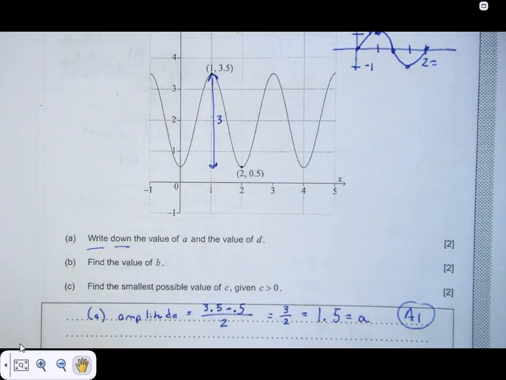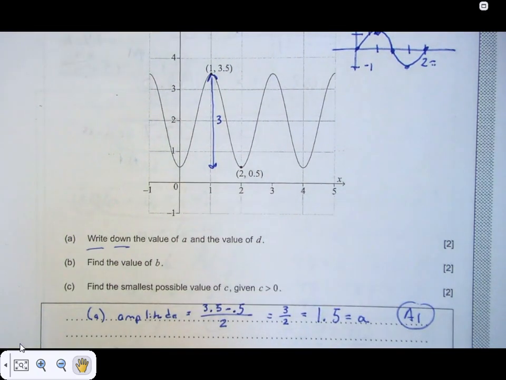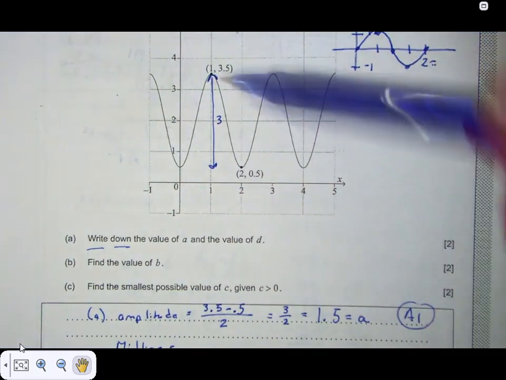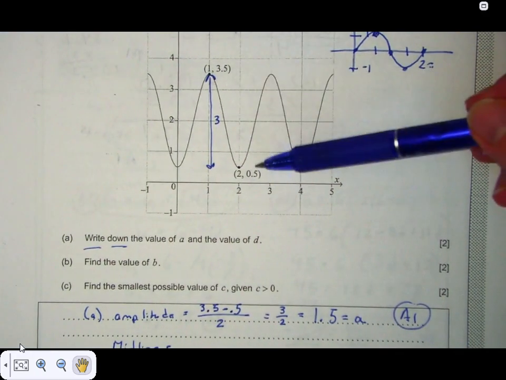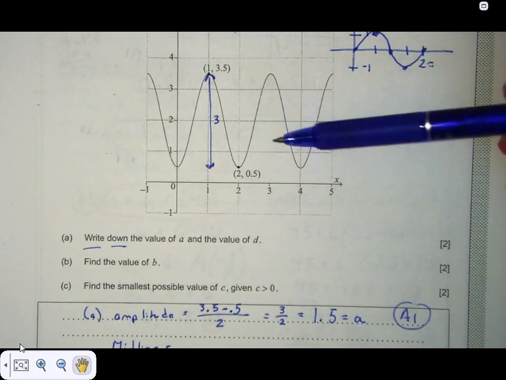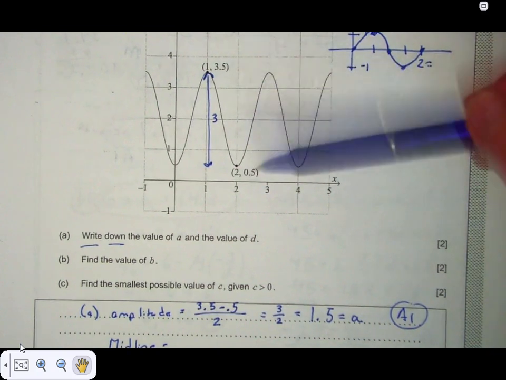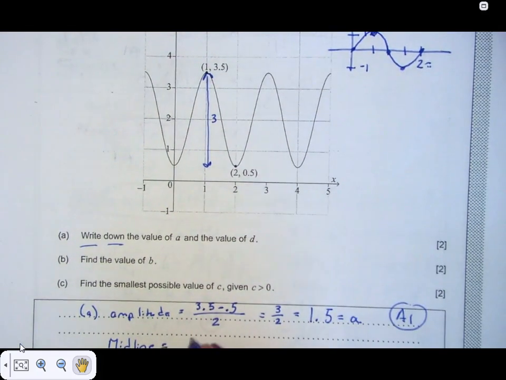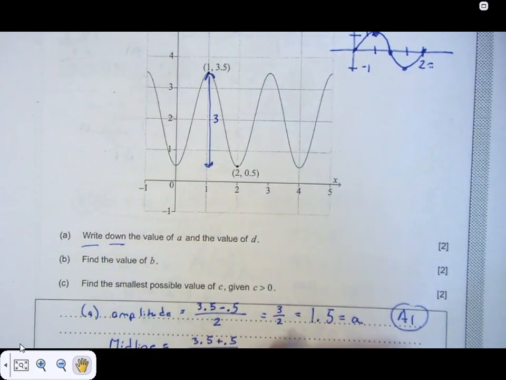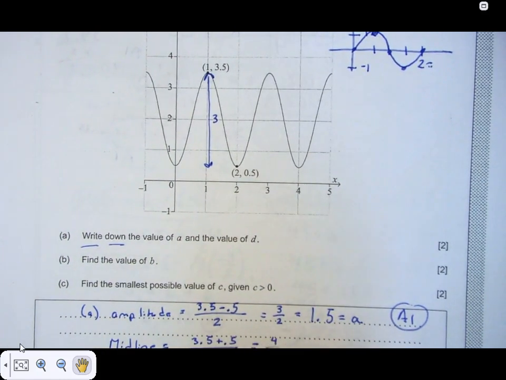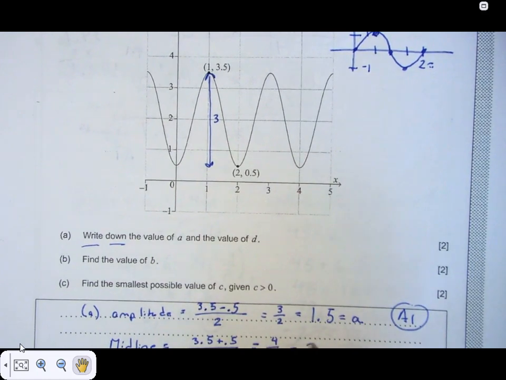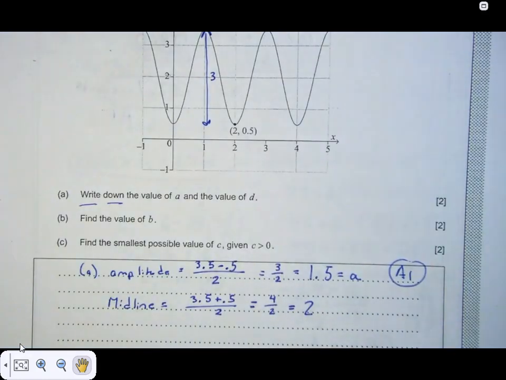Find the value of D. D is the vertical shift, also referred to as the midline of the graph. The midline is going to be exactly in the middle, so you can find that out using logic. The middle is also averaging these, so you can do 3.5 plus 0.5 divided by 2. So 4/2, or 2.